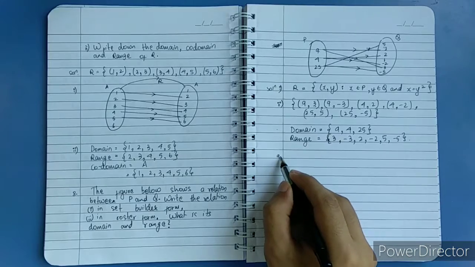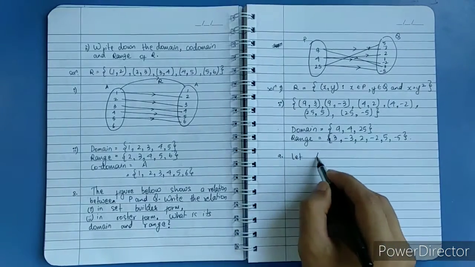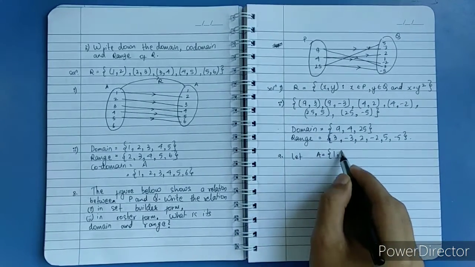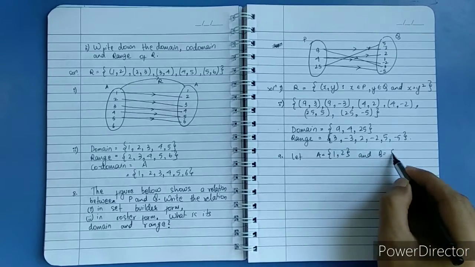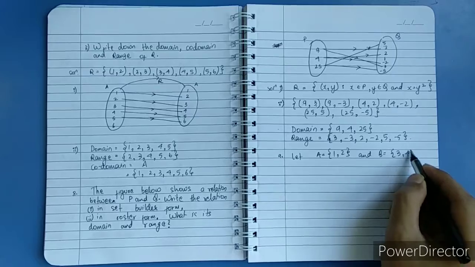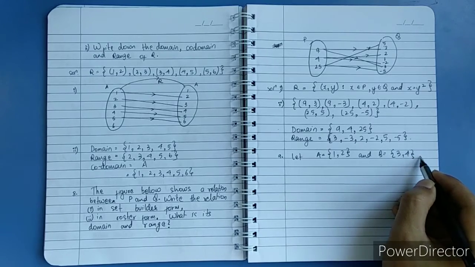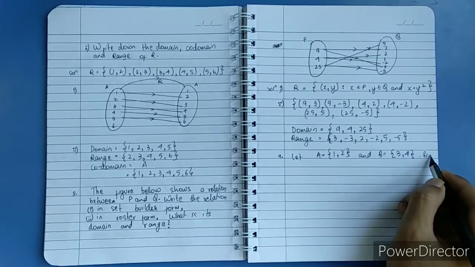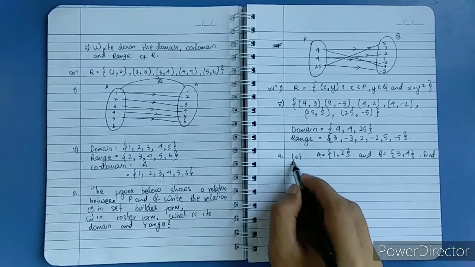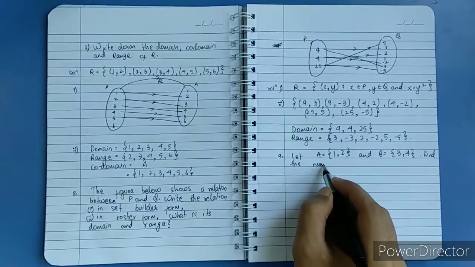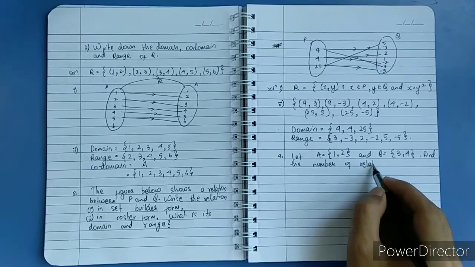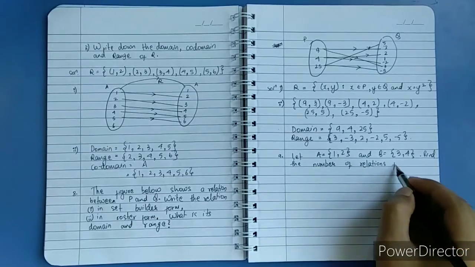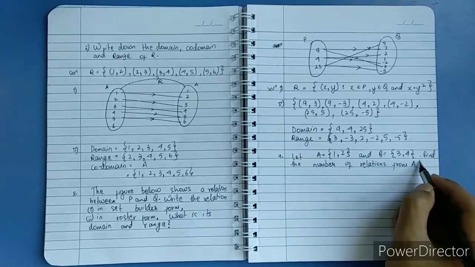And the last question: let A equal to 1, 2 and B equal to 3, 4. Find the number of relations from A to B.